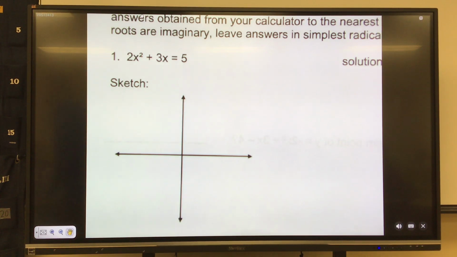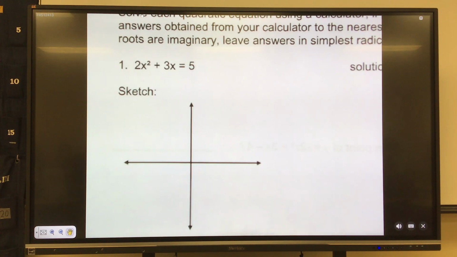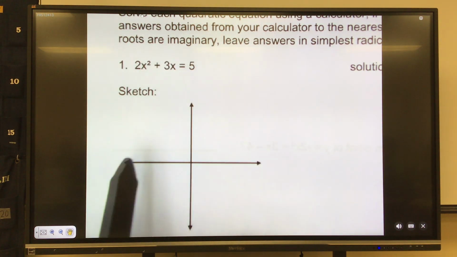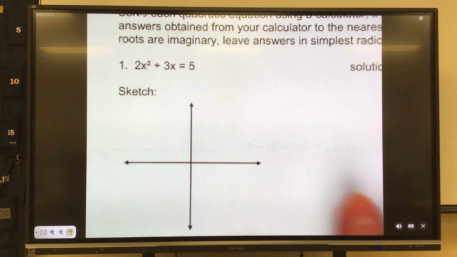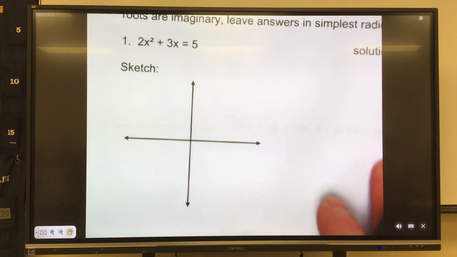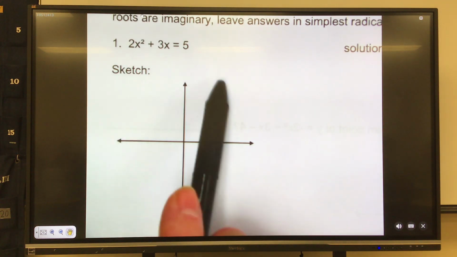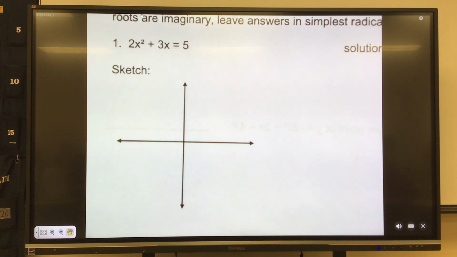All right, this is note 7.3. Note 7.3, solving any quadratic equation. Here's the key to these guys: you want to graph them, and if they cross the x-axis, those are my solutions, my zeros. If it does not cross the x-axis, then I have to use the quadratic formula.